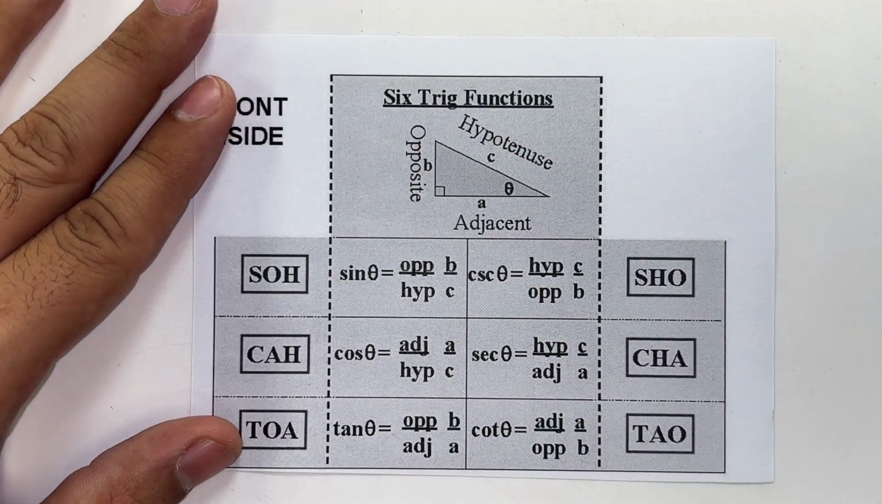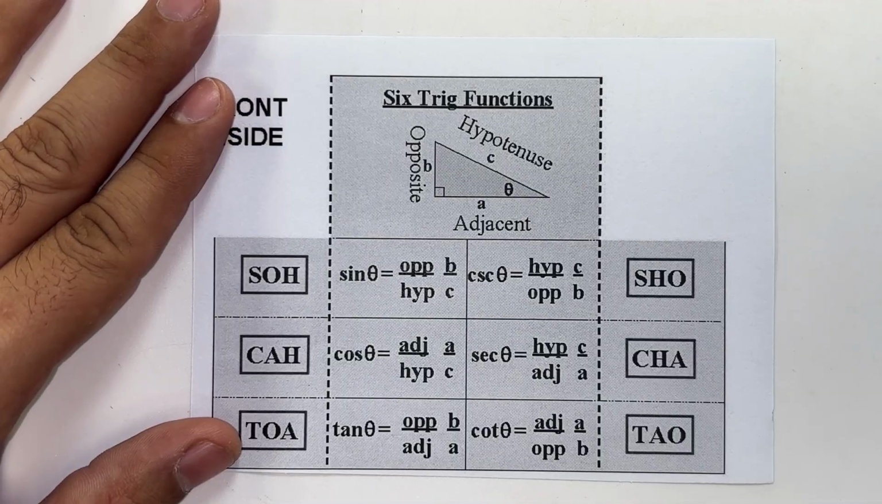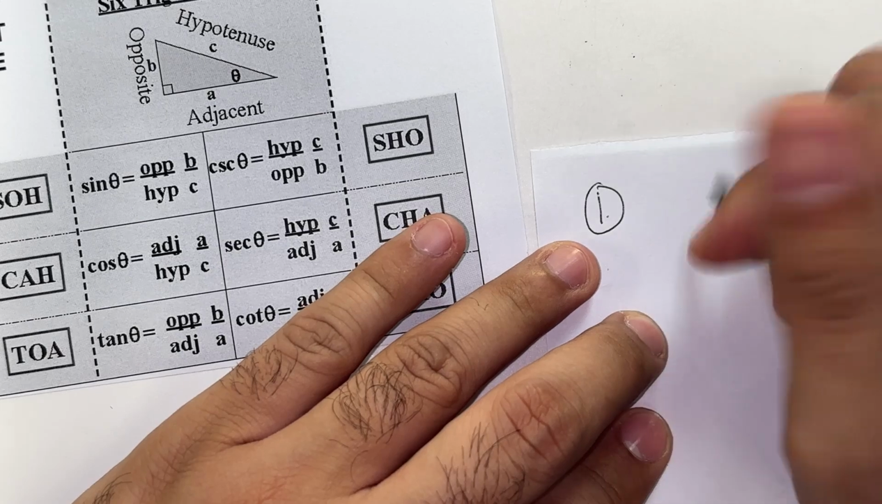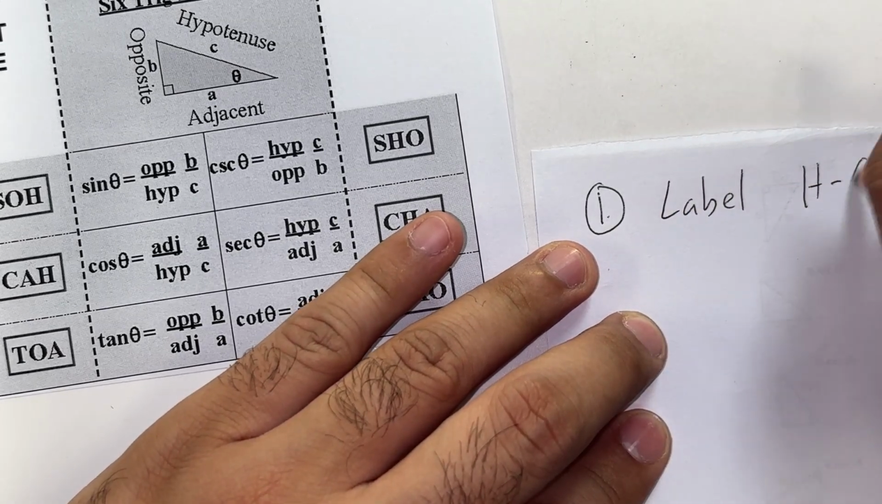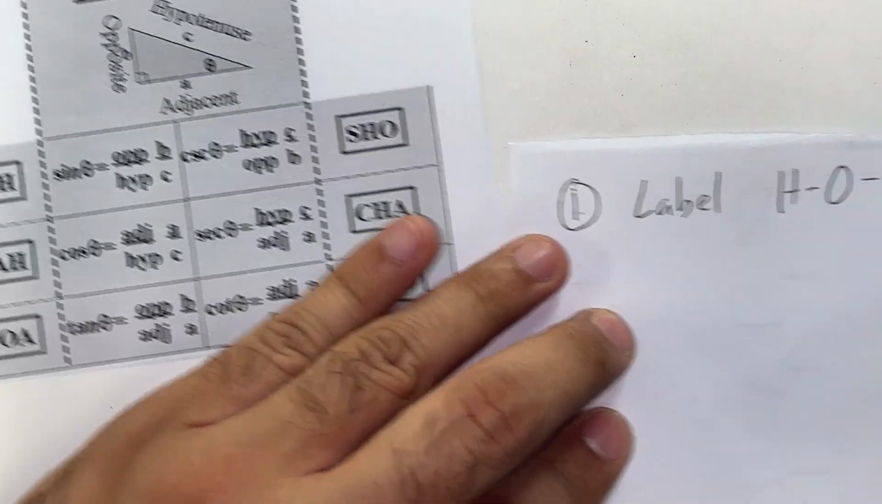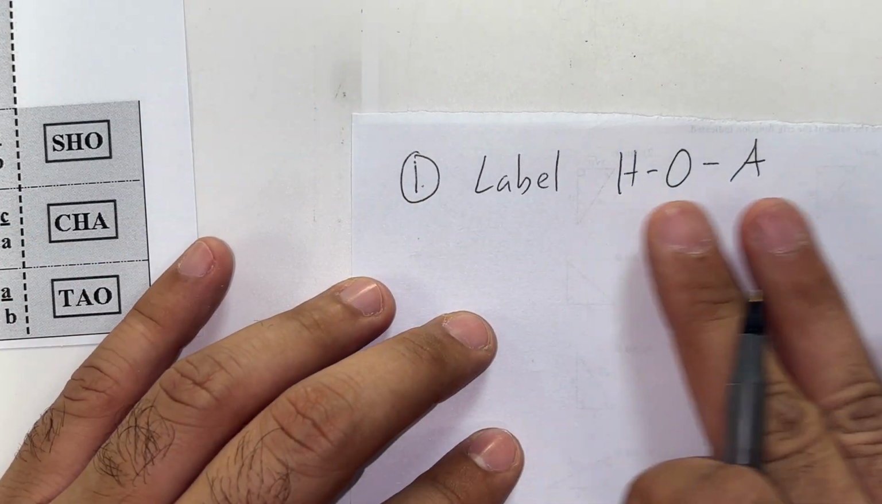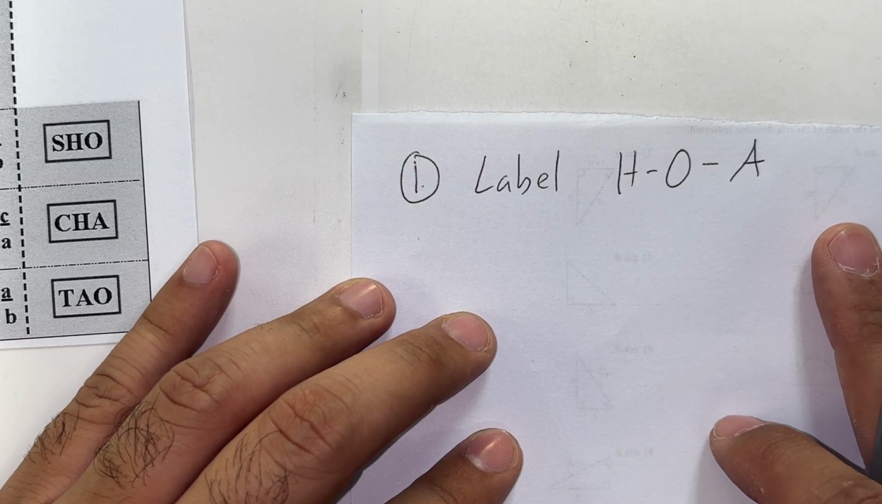When it comes to identifying these functions and writing the trig ratios, we're going to have 3 main steps. Step number 1 is going to be to label the h, the o, and the a. So that's what we want to be able to do first. Can we label the hypotenuse, the opposite, and the adjacent using the reference angle or the provided angle?